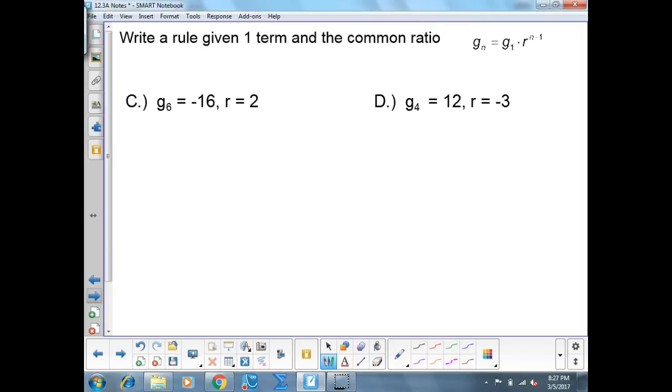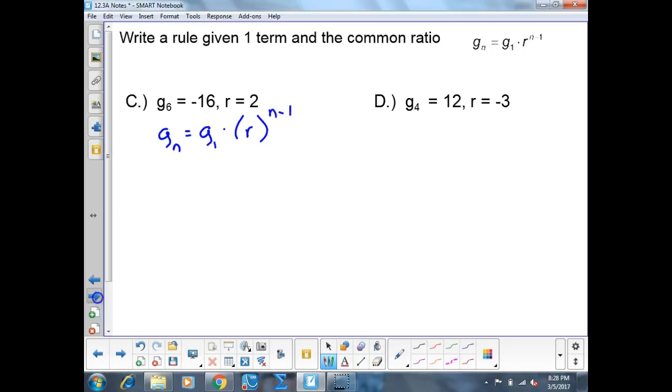Another style of problem: write a rule given one term and the common ratio. So we know the 6th term here is negative 16. We know that r is 2. Okay? So if I know that, I'm going to start with my rule, G sub n is going to equal G sub 1 times r to the n minus 1 power.